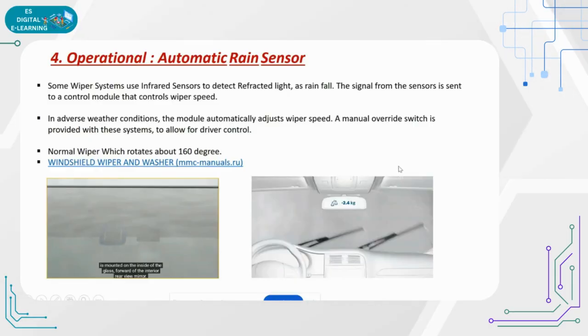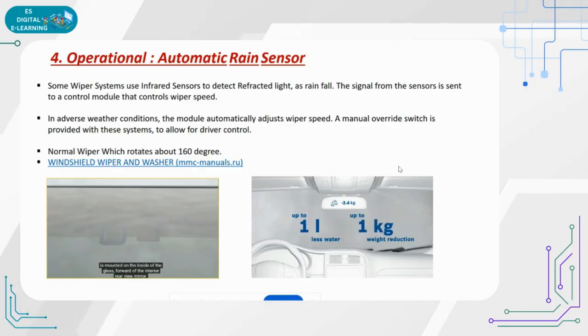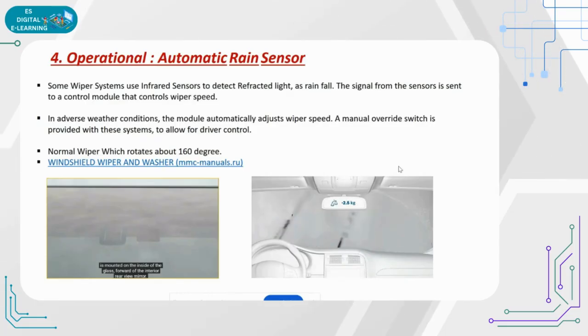So this is the automatic rain sensor. You set the input to auto, and whenever it detects rain or dust, it clears the screen automatically. It will do the washing. This is a good functionality project. That's what I thought to explain to you.